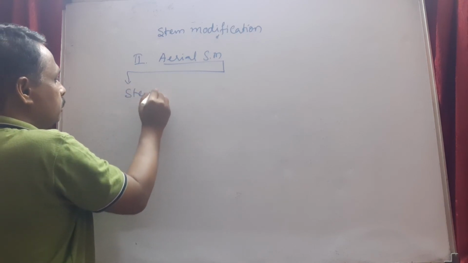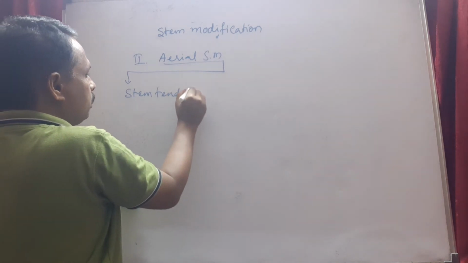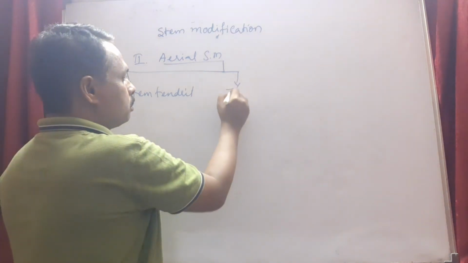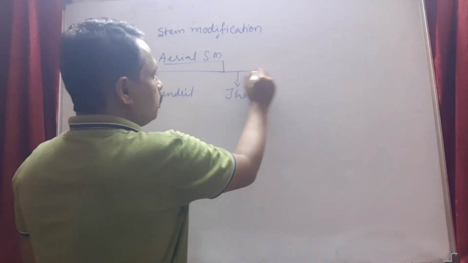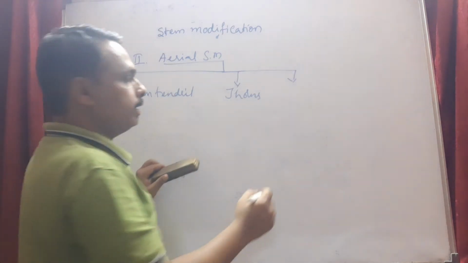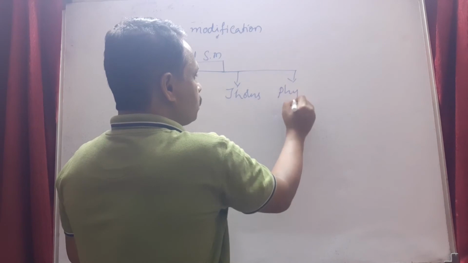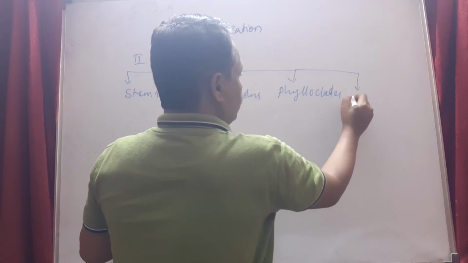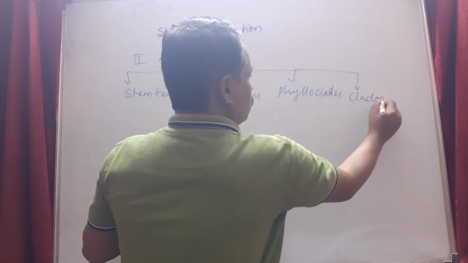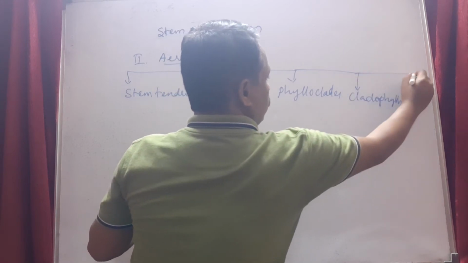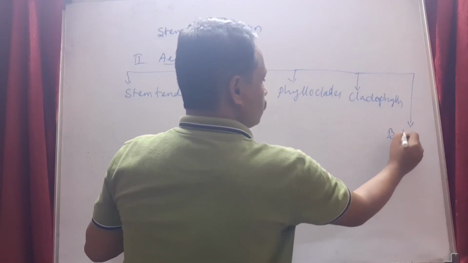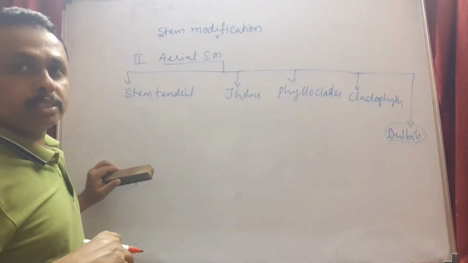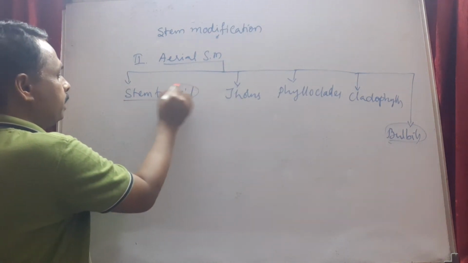The first one is stem tendril. The second one is thorns. The third one is phylloclades. The fourth one is cladophylls. The fifth one is bulbils. So these are the different aerial stem modifications we can see. So one is stem tendril.